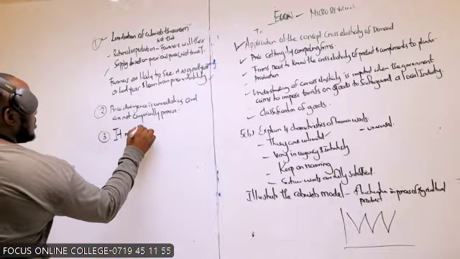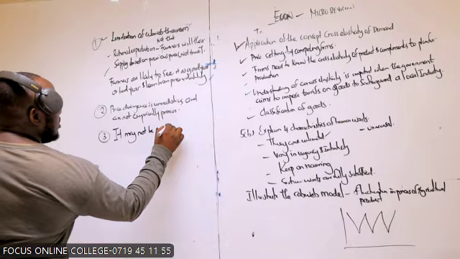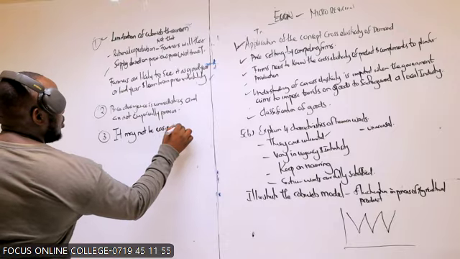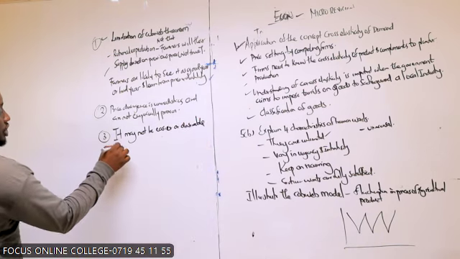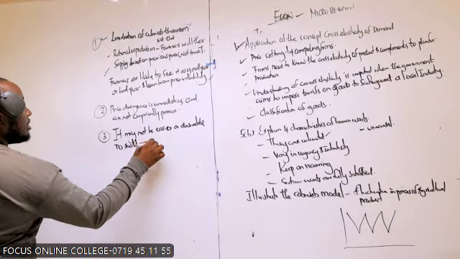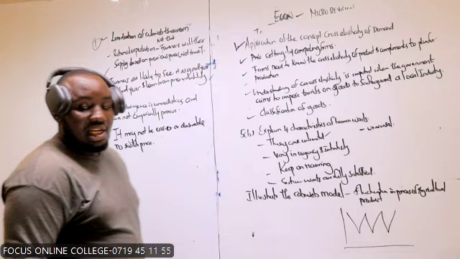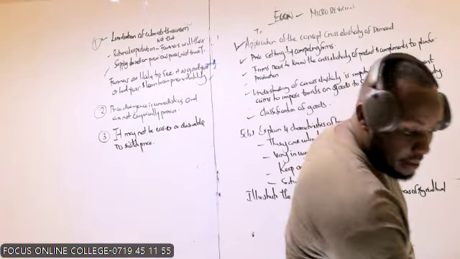May not be easier, or what's called desirable, to switch price. So another limitation: it may not be easier or desirable to switch the price.